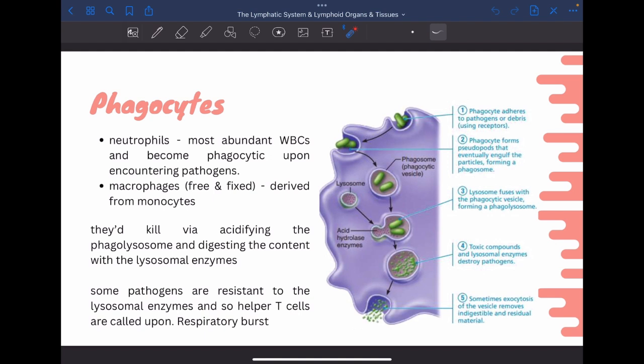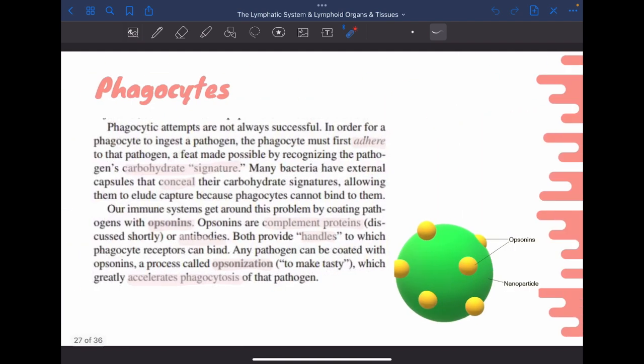Other times phagocytes cannot engulf a certain pathogen because, let's say, the size is too big. So they start to release their hydrolyzing enzymes to the outside environment to get rid of it. Now, sometimes there is a problem that arises with phagocytes because, as we said, they have receptors on them, and they will recognize a certain carbohydrate signature or carbohydrate structure on the pathogen.